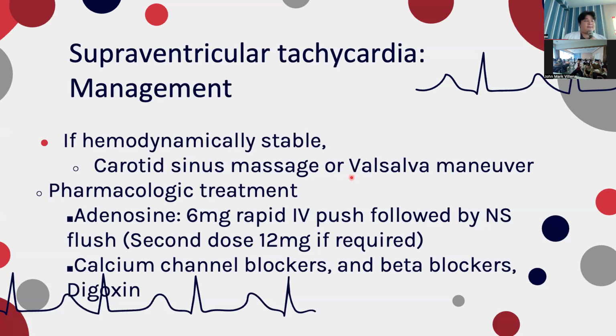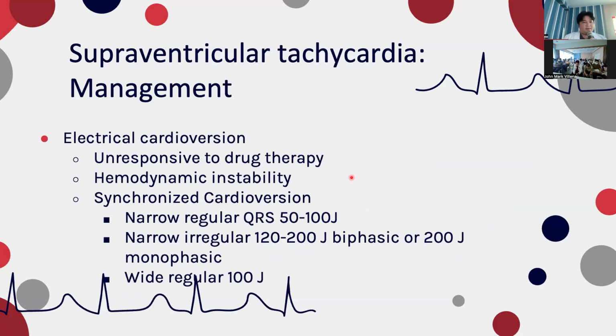So for the management, if hemodynamically stable, we can do carotid massage or Valsalva maneuver. For pharmacologic management, we can use adenosine 6 milligrams rapid IV push followed by a saline flush, and if needed, a second dose of 12 milligrams. For electrical cardioversion, these are patients who are unresponsive to drug therapy or have hemodynamic instability. We can do synchronized cardioversion.